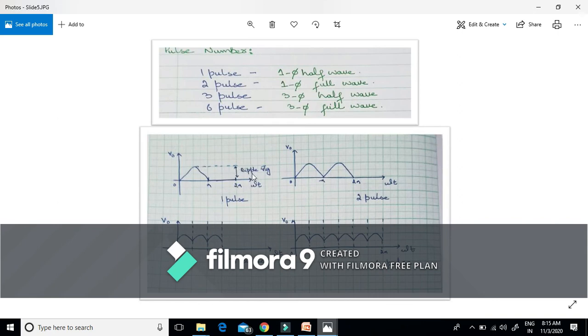Here this represents the ripple voltage, that is the change in output voltage. In case of three pulse and six pulse, this ripple voltage is lesser, resulting in lesser harmonic content, or we can say our waveform contains more DC.